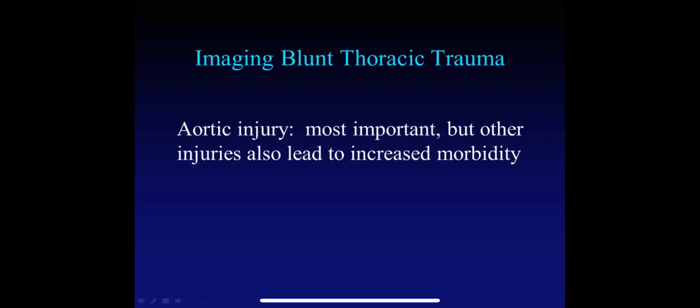So in summary, aortic injury is clearly the most important finding that we look for in imaging blunt thoracic trauma patients, but other injuries for sure can lead to increased morbidity and are really important to detect as well.